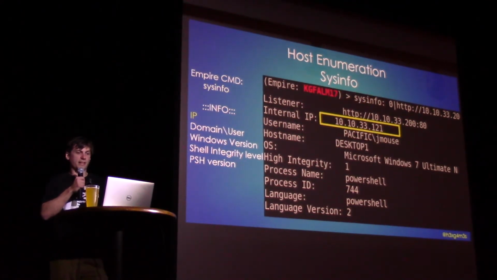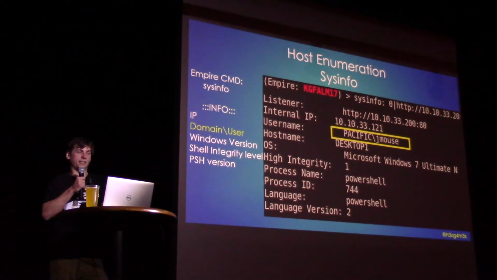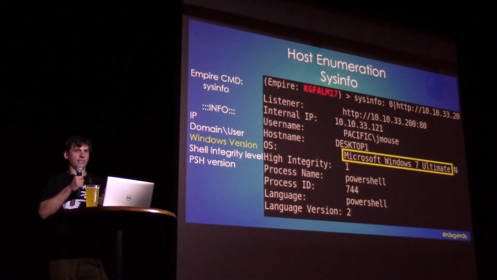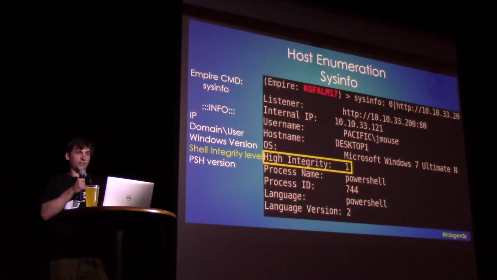This will give you the IP, the domain, and the user, or if you're running local, you can identify that. The Windows version: you can usually assume if you're on a workstation that a lot of the other workstations are going to be running that same Windows version, for any kind of privilege escalation you might have to pull off later. It tells you if you're high integrity or not. That comes into play later.